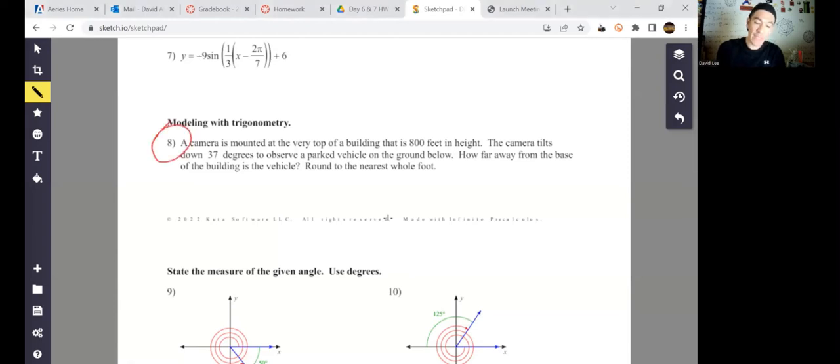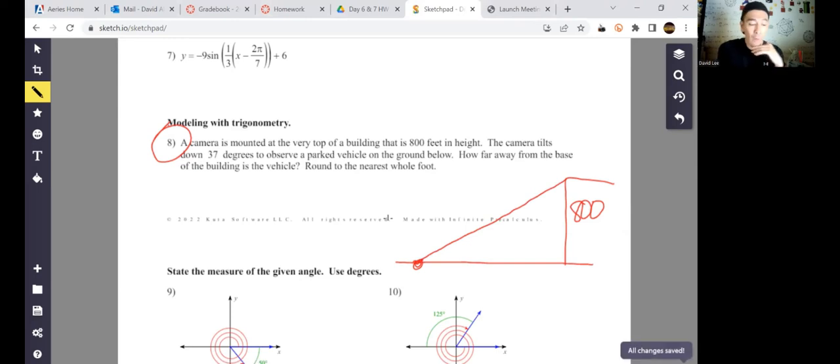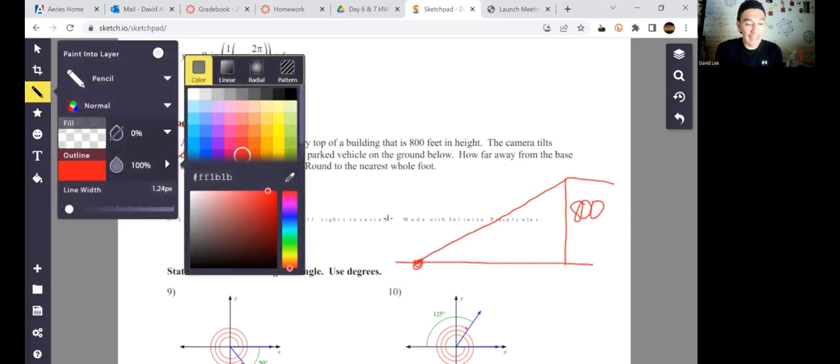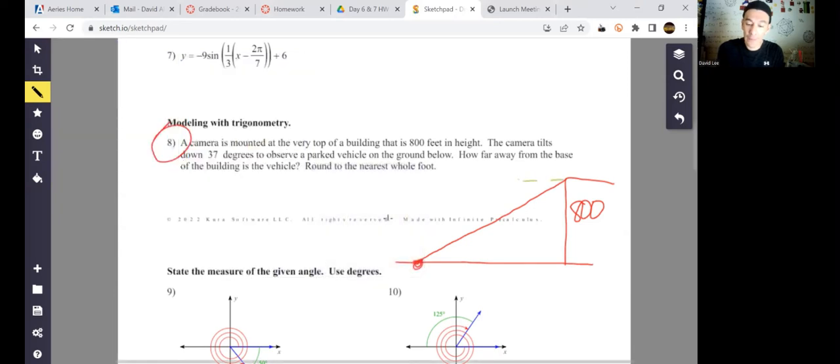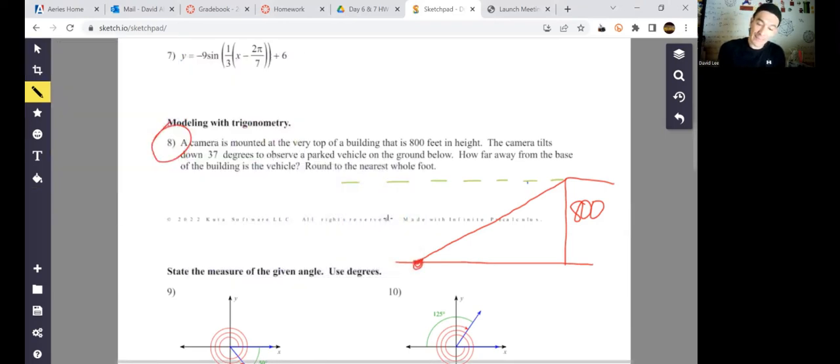Review to number 8. Let's say this is the ground, and there's a camera at the top of a building. Let's say this is the building, which is 800 feet in height, and there's a car. The camera's typical line of sight would be looking straight ahead, like that green line. But what we call the angle of depression, I will draw here in blue, is described as being 37 degrees.